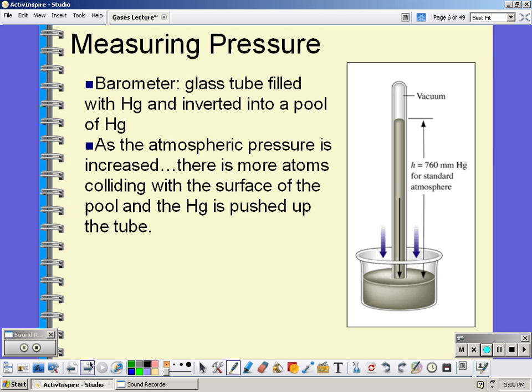So measuring pressure, you use a barometer to measure atmospheric pressure. So you have the gas pushing down on our pool of mercury, and when the atmospheric gas pushes down on the pool of mercury, mercury gets pushed up into the tube. The gas that's in the tube then exerts a pressure back on that mercury until it stabilizes, until it's equal. The height of the mercury then tells us our atmospheric pressure.